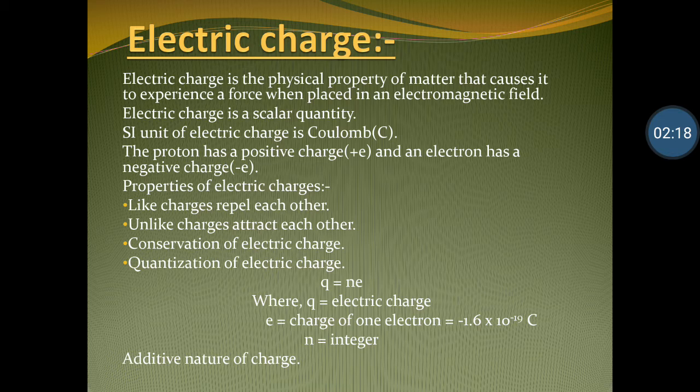Q is equal to Ne, where Q is the magnitude of electric charge, e is the charge present on one electron, that is 1.6 × 10^-19 coulomb, and n is an integer, that is 1, 2, 3, 4, 5, etc. And the fifth property is the additive property of charge, that is, the additive nature of charge.